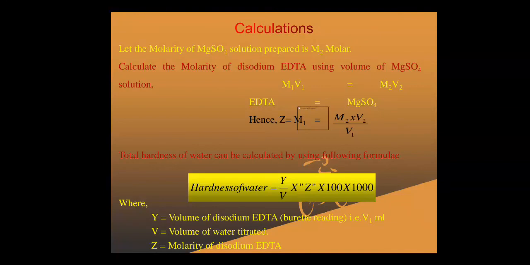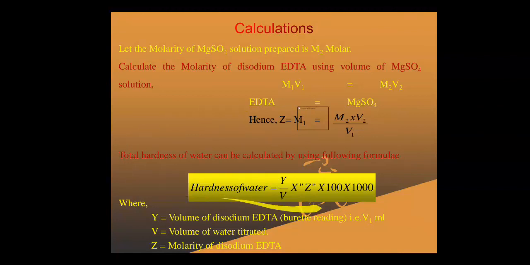Then the calculation: let the molarity of MgSO4 be known, M/2 molar solution, and to calculate the exact molarity of EDTA you have to consider M1V1 equal to M2V2, with M1V1 for EDTA and M2V2 for MgSO4. You have to calculate M1, that is the molarity of EDTA, so M1 is equal to M2 into V2 upon V1, and you get the exact molarity M1.